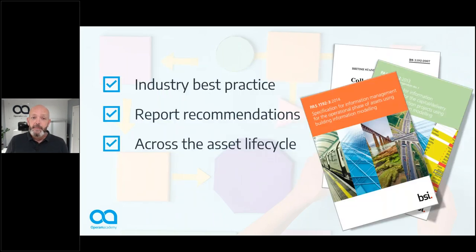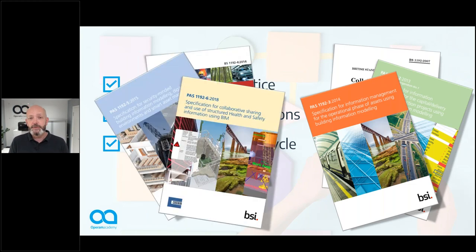Okay, and then after that, parts 1, 2, and 3, the UK 1192 series continued with parts 4, 5, and 6. But really, it was parts 1, 2, and 3 that contained the primary information management processes. And as we saw from the wedge, the idea was that all of these publicly available specifications within the UK 1192 series would eventually become British standards.